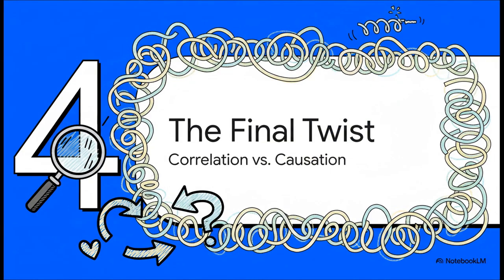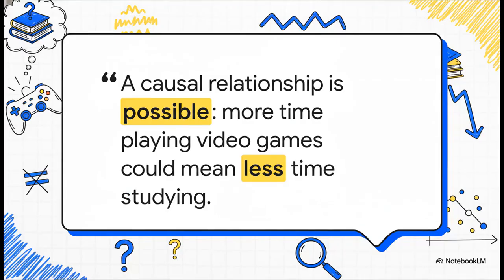All right, we found a connection. We've even measured its strength. But now we've come to the final, and honestly, the most important part of our entire investigation. This is the big twist, the one that catches so many people out. Our source material offers up this very logical-sounding explanation. It suggests that because gaming takes up time you could have been studying, one might cause the other. It's a solid theory of the crime, right? A plausible motive. But it's not a conviction.